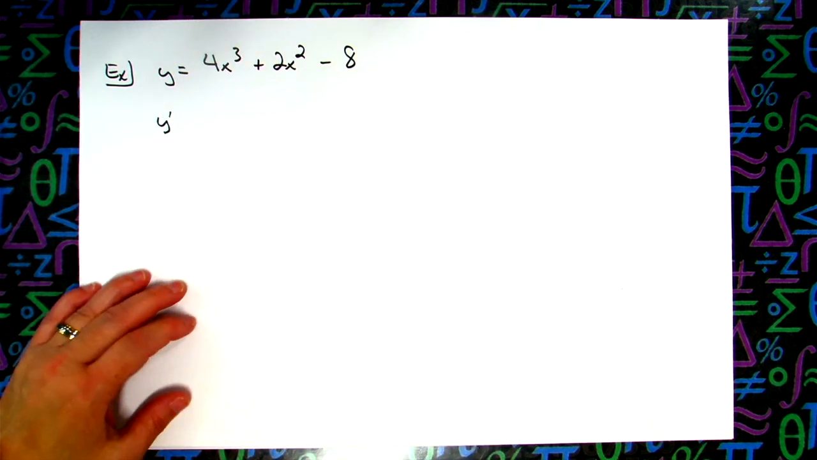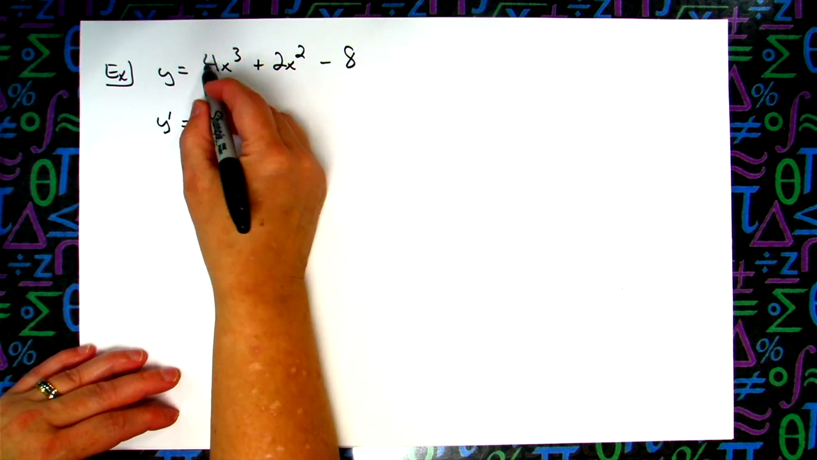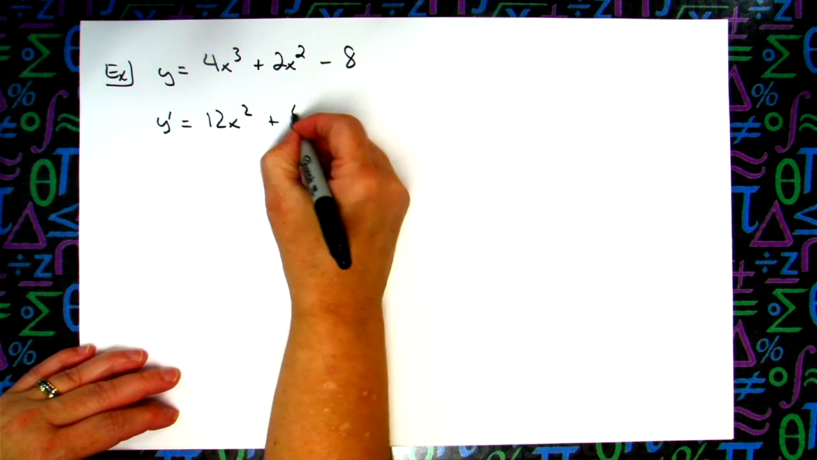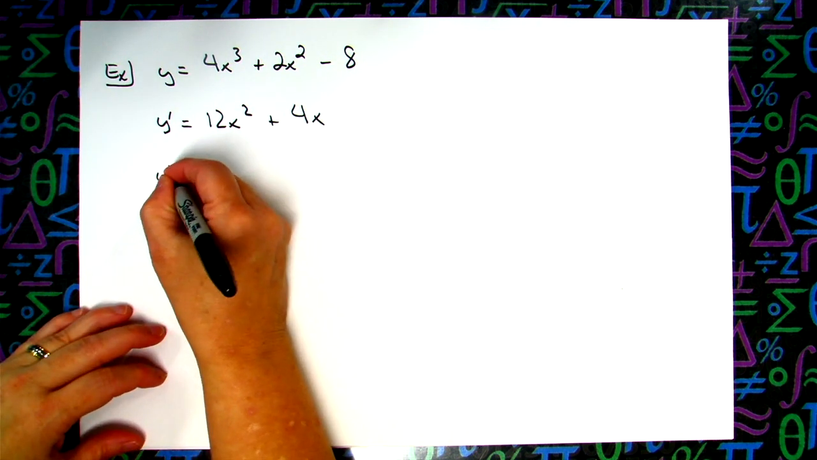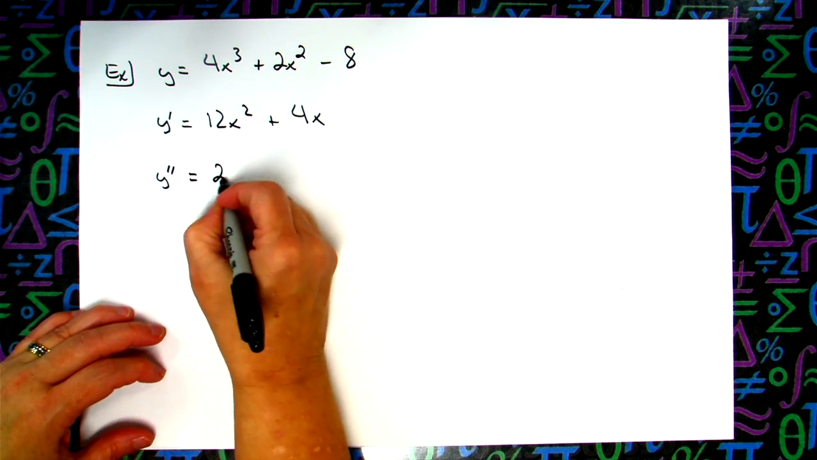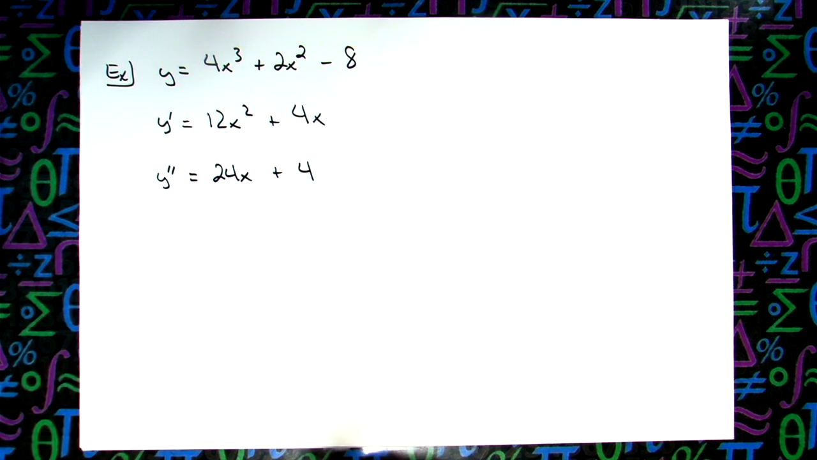The notation is going to look the same. Good old-fashioned power rule. Don't let me screw up. 12x squared plus 4x, and then the 8 goes away. So that's our first derivative. Let's do a second derivative. Now there's the double prime. Power rule again. So 24x plus 4. That's a second derivative.